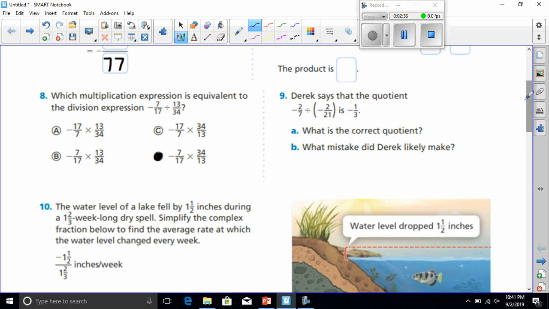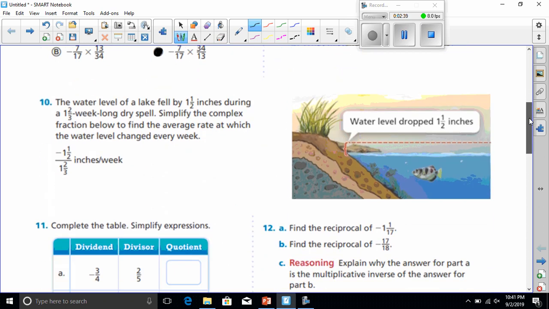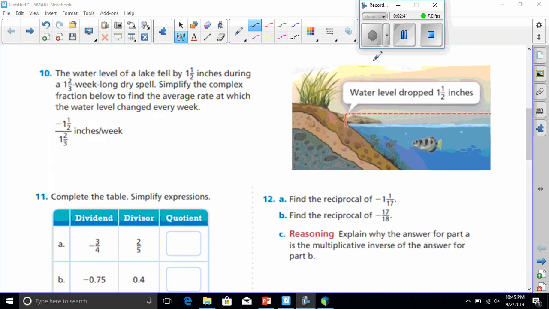D is going to be our answer for number 8. All right, and let's move on to number 10. All right, we're on number 10 now, and it says the water level of a lake fell by 1 1/2 inch during a 1 2/3 week long dry spell. Simplify the complex fraction below to find the average rate at which the water level changed every week. Over here they show that they have negative 1 1/2 over 1 2/3 inches per week.